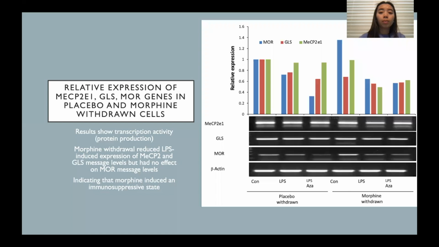The results. This is the table showing our cDNA results. With morphine withdrawal, on this right side, and then induced with inflammatory products, which is LPS, we can see a decrease in MECP2 and GLS compared to the control and compared to no morphine at all, which indicates this was an immunosuppressive state.